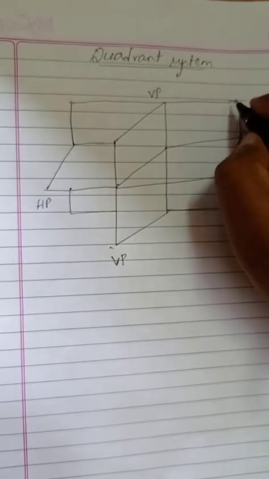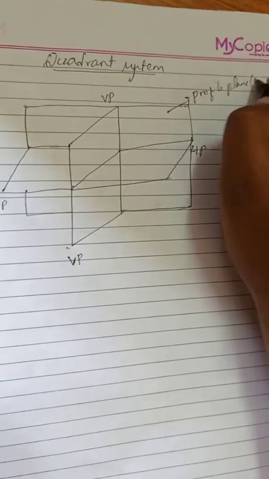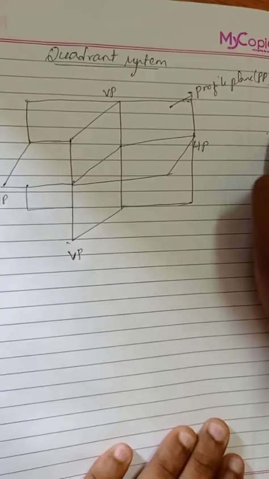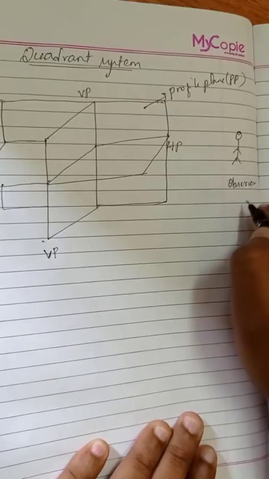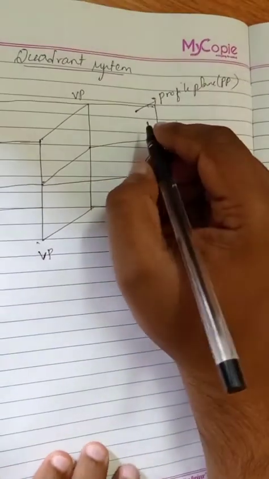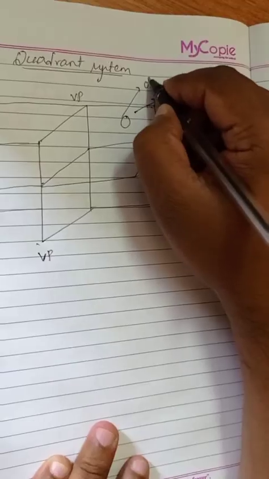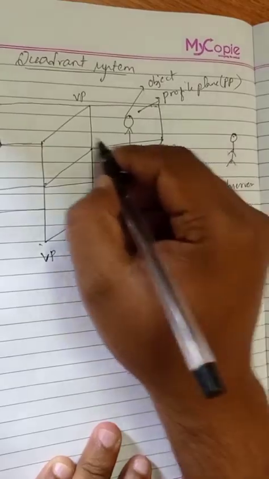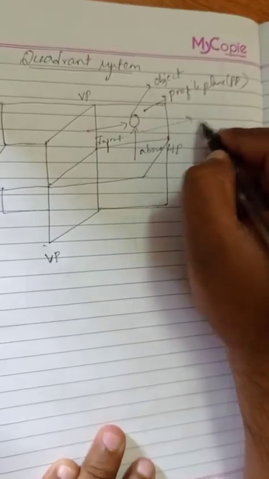It's like a plus mark. Now we can define, so this is the profile plane. Now we will define the quadrants. There will be an observer. Here the position of the observer will be fixed irrespective of the position of the object. Now we are going to define the quadrants by means of the position of the object. This is our object. So now we can define the first quadrant. The object is lying above the HP and in front of the VP. So that is our first quadrant.